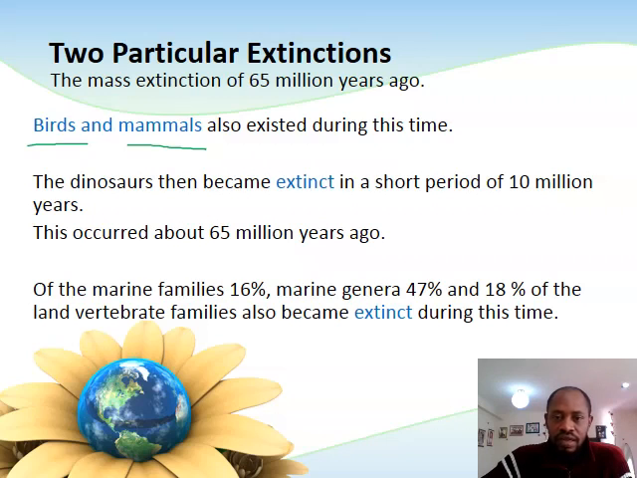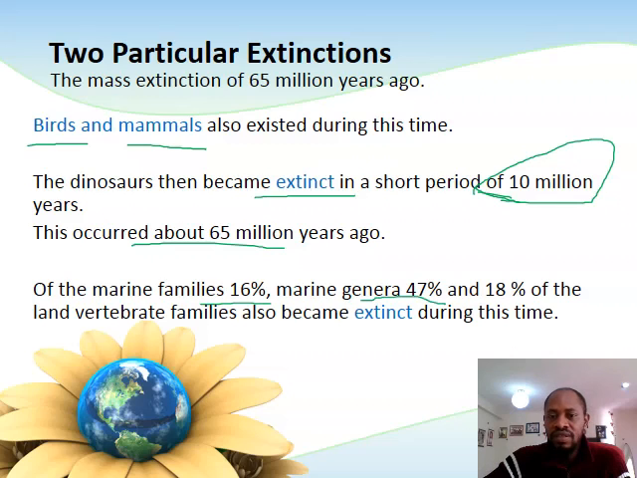And the dinosaurs didn't live long. They got extinct very quickly. They lived only for about 10 million years. That's not long in the geological time scale concept. 10 million years is a very short period of time. So the extinction occurred about 65 million years ago. During that time, about 16% of marine families, 47% of marine genera, and 18% of land vertebrates also became extinct during that same time.